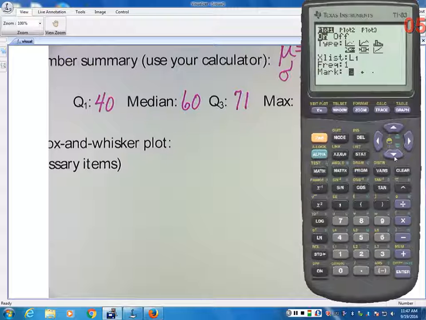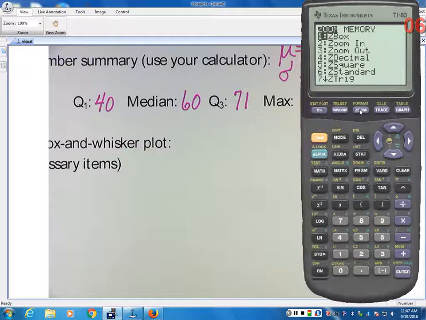So if you didn't have the one that's got an A in the cursor, then what you need to do is hit alpha to turn the A off. And then the mark we're going to use for the outliers is going to be those little boxes. So we're going to hit enter on that, and then we're going to press the zoom key and scroll down to number 9, zoom stat.